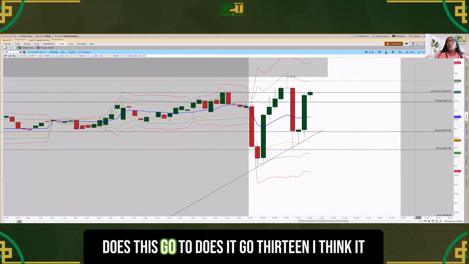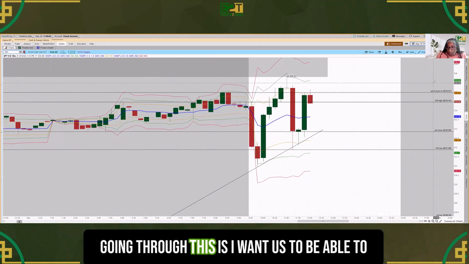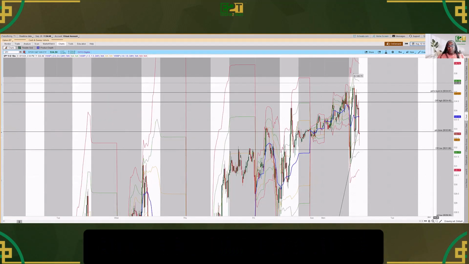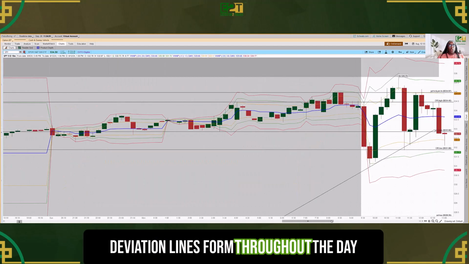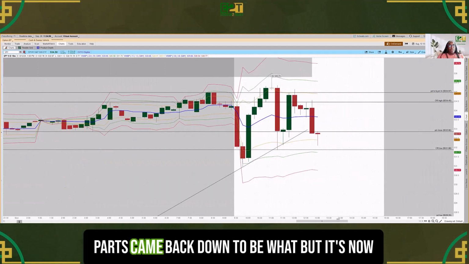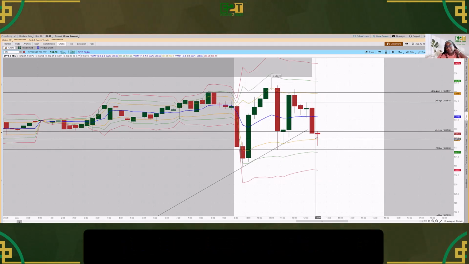Does it go to 13? I think it does. Going forward an hour. The reason I'm going through this is I want us to be able to see how the VWAP standard deviation lines form throughout the day. Price came back down to VWAP, but it's now down at the lower yellow band.